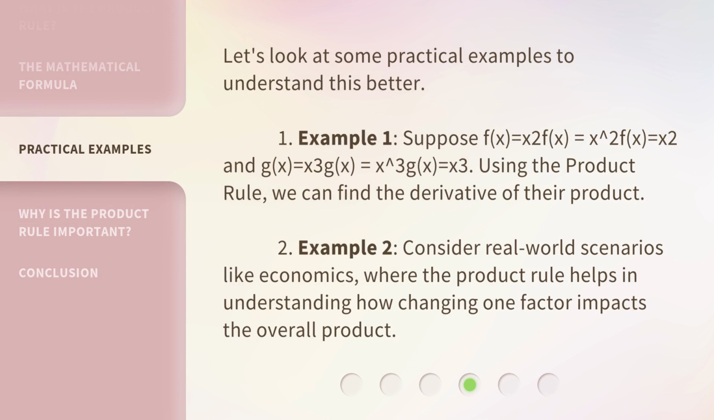Let's look at some practical examples to understand this better. Example 1. Suppose f(x) equals x squared and g(x) equals x cubed. Using the product rule, we can find the derivative of their product. Example 2. Consider real-world scenarios like economics, where the product rule helps in understanding how changing one factor impacts the overall product.